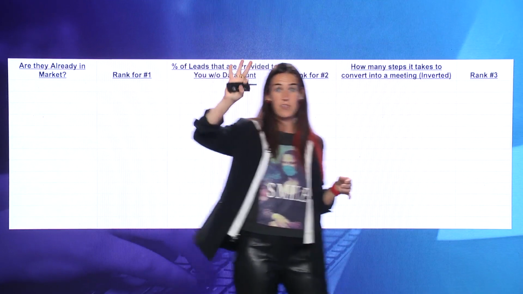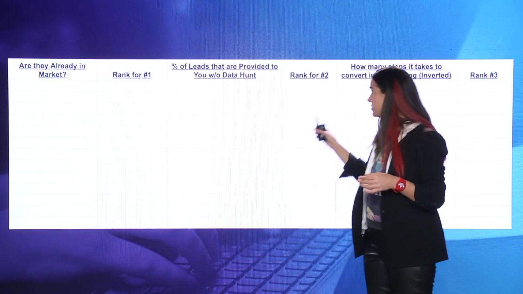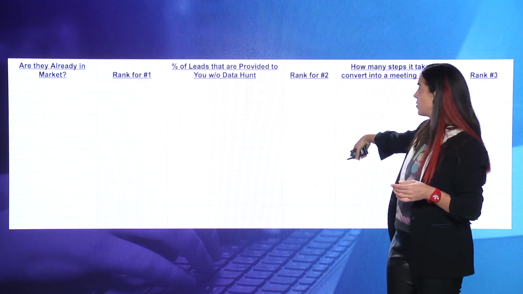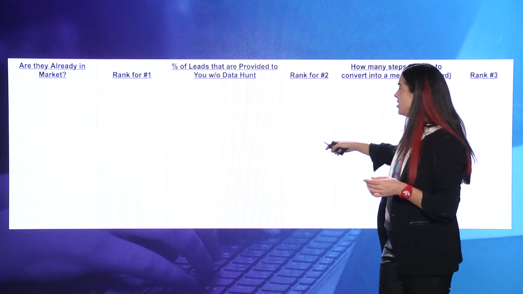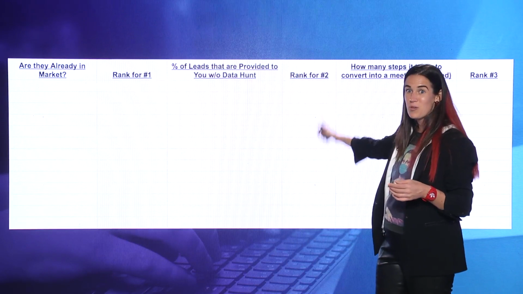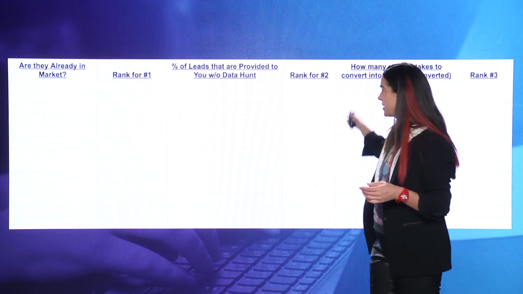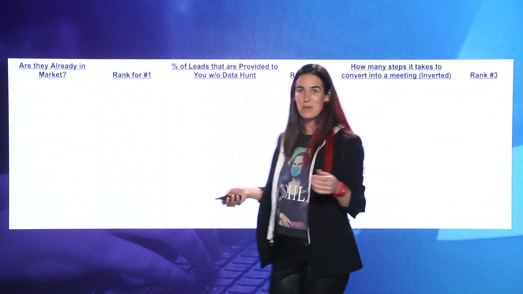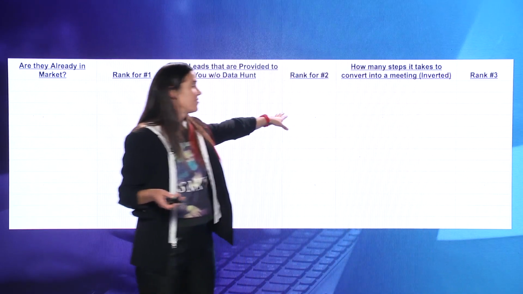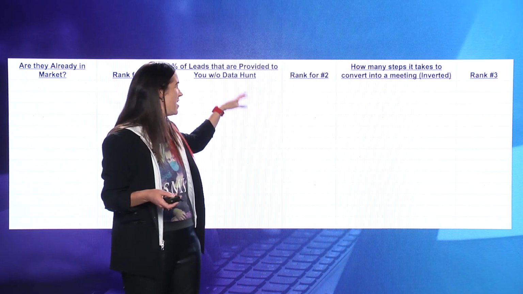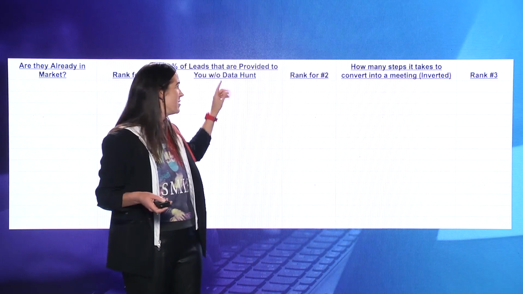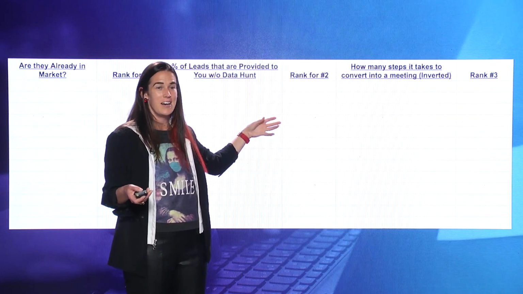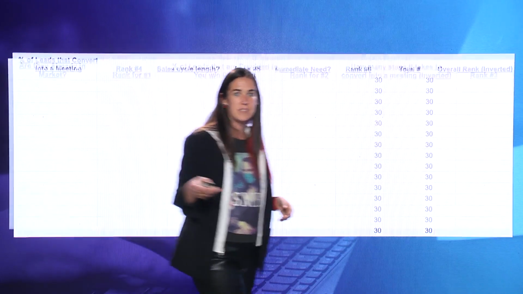But basically, you're going to have 6 variables here. The first 3 are: are they already in market? Percentage of leads that were provided to you without a data hunt. You're going to re-rank based on raw rank for each respective variable. Some of them are inverted, some of them aren't. So, use your very, very smart brain. How many steps did it take to convert into a meeting? If one took 5 and the next took 15, then I would rank number 1 obviously higher than number 2 because it took 15 steps.